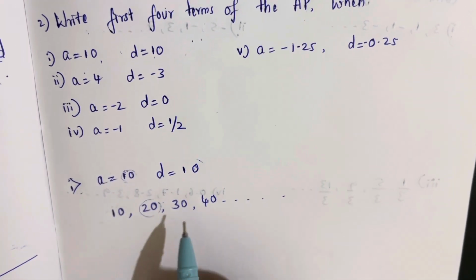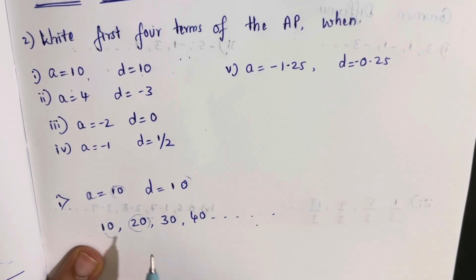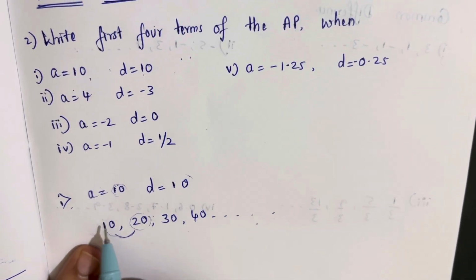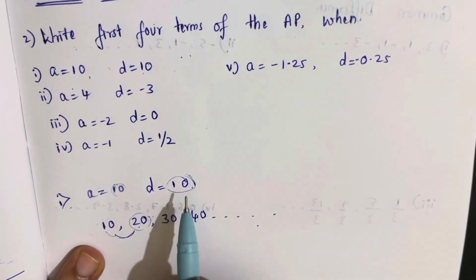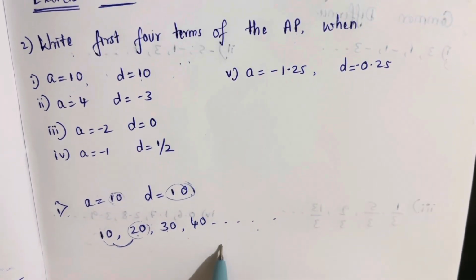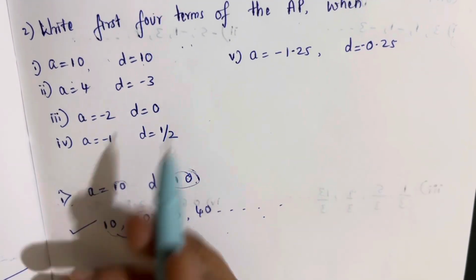Here, to verify whether your arithmetic progression is correct or not, what you have to check? You have to check the difference between them. 20 minus 10 is 10, 30 minus 20 is 10, 40 minus 30 is 10. So there is a common difference between the numbers. Then it is an arithmetic progression. Okay, we will solve this second question.